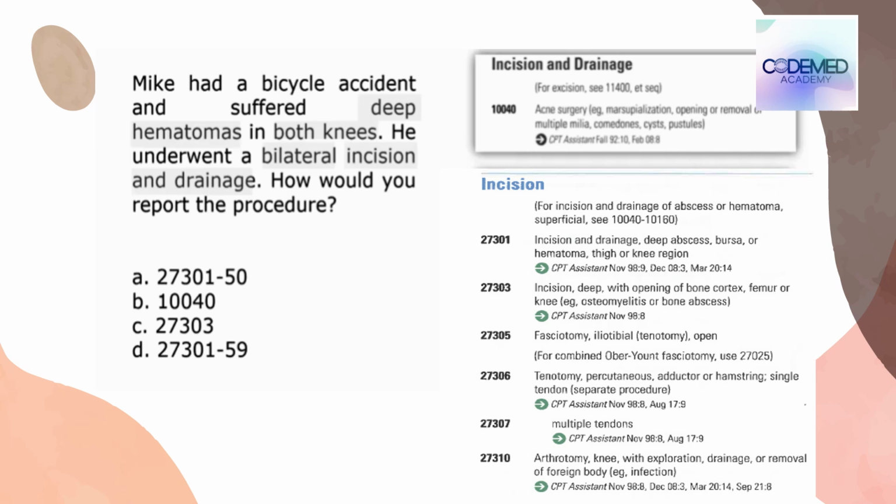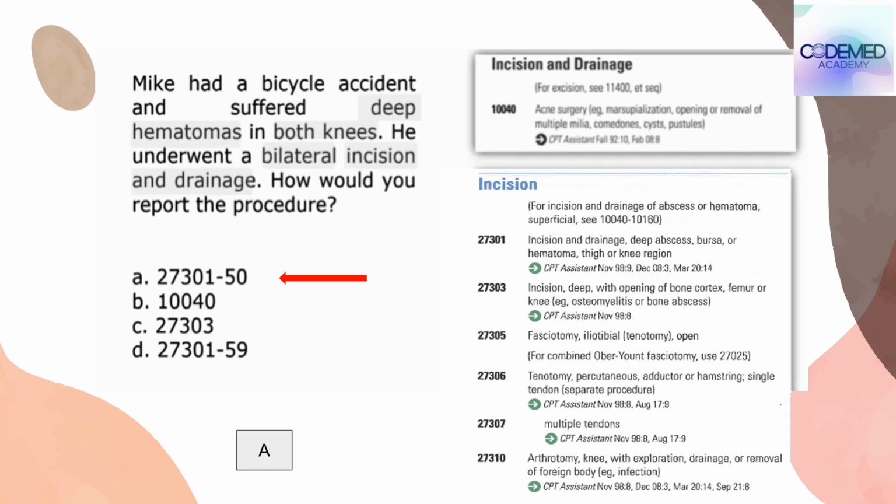Now in our patient case we have carried out the hematoma drainage not on one knee, but on both the knees. So let us see what our answer is. The final answer is A. 27301 is the code for the incision and drainage of the hematoma, and we will have to put the modifier 50 because it has been done on both the knees. So this is our answer.